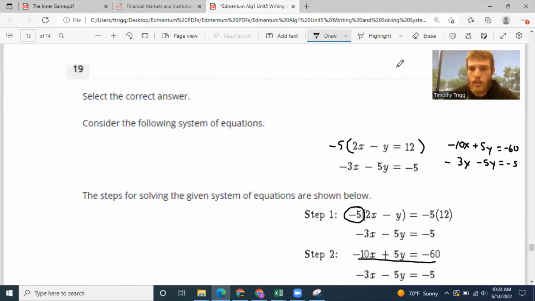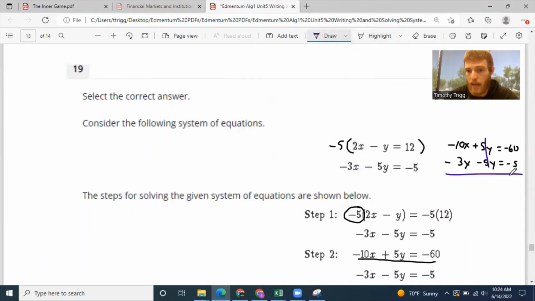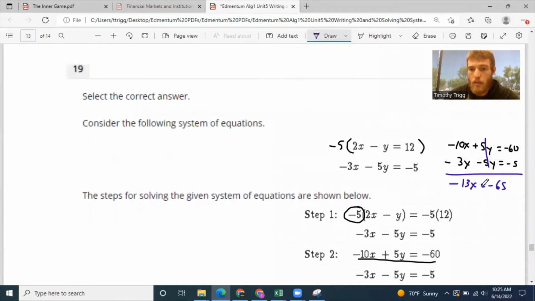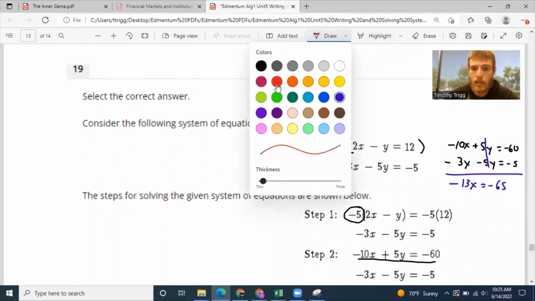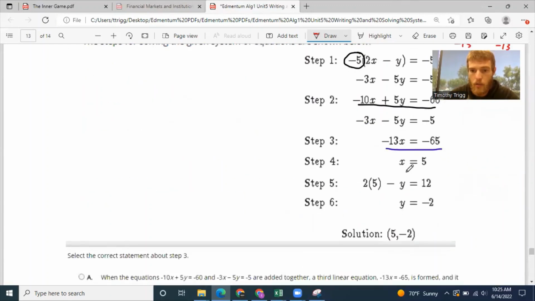Then they add the equations together, and the y's eliminate in this case. So that's negative 13x equals negative 65. So there you have that. That looks good. Then you divide both sides by negative 13 to get x by itself, giving us the value of x is 5. So they did that correctly.